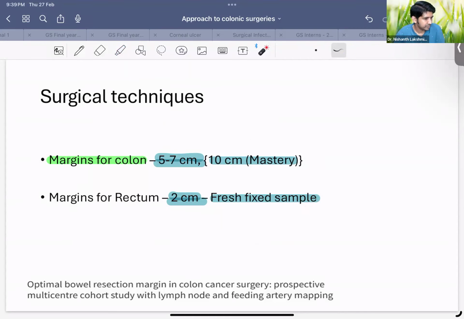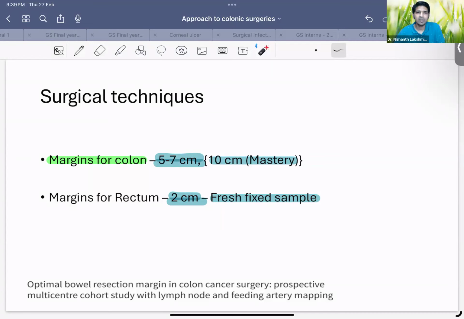Why? We read what the guidelines say, but we don't stick to it. Why? Because we do larger colectomy, sir. We do complete right hemicolectomy, and again we go with lymphatics and vascular supply. Excellent answer.